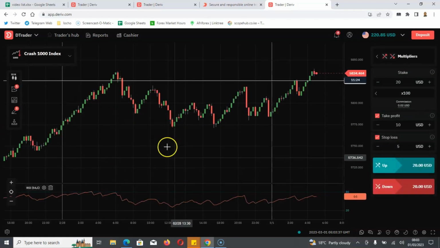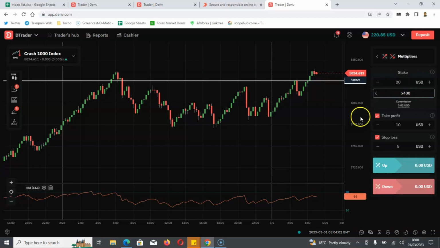So it will bring you to multipliers, and this is what we are going to use because I realized that multipliers are better than leverage, because on this you choose a specific stake. So if the trade goes against you, you only lose your stake. You don't lose anything much more than that. The highest multiplier is 400.